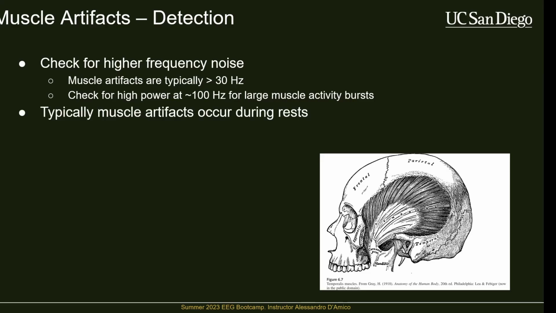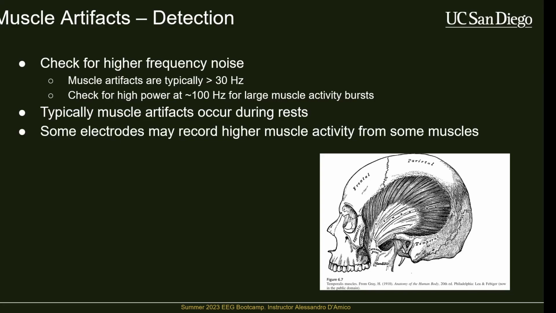Muscle artifacts occur a lot during rests when participants are instructed that they're allowed to move around. And this is why it's important to actually give your participant instructions, because if you just let them do whatever they want, some subjects will tap their legs or move their feet, and some people will chew or just rotate their head. They'll do all sorts of weird stuff, which is why instruction is very important. And again, what I was talking about with the temporalis muscles, some electrodes are just more likely to record more and higher muscle activity.